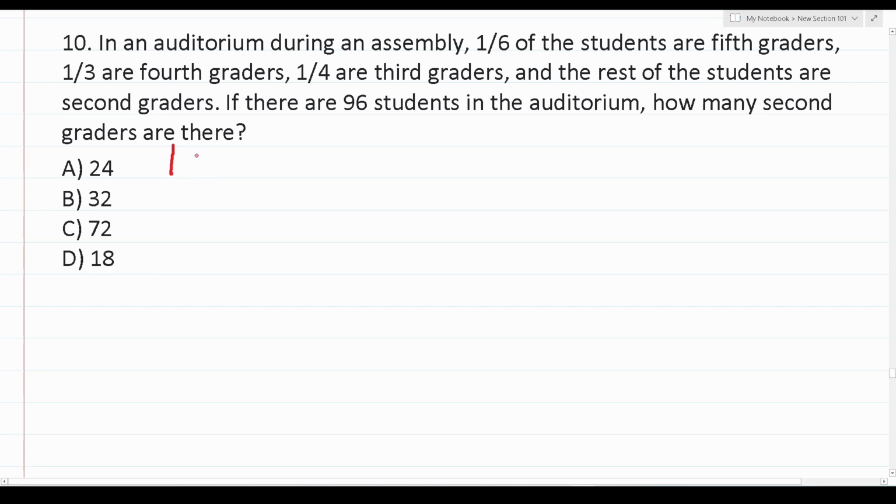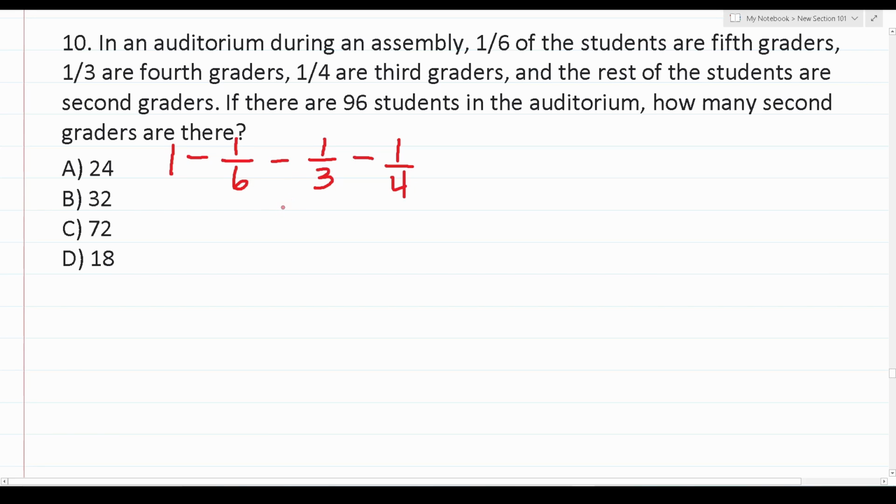And from that, I'm going to subtract 1/6. And my pen's starting to act up on me here. Just bear with me. 1 minus 1/6. Again, there are 1/6 of the students in 5th grade, minus 1/3. That's the number of students in 4th grade, minus 1/4. That's the number of 3rd graders. And by working this out, I'll figure out what fraction of the students are 2nd graders. So let's go ahead and work on solving this.